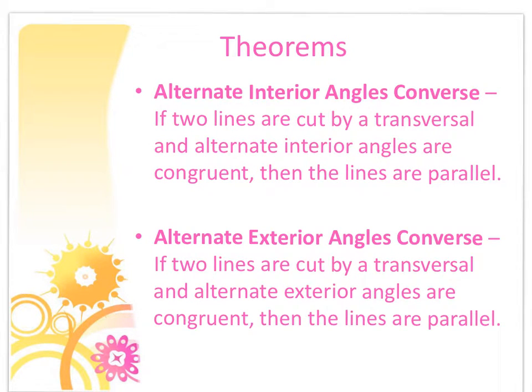The alternate interior angles converse and alternate exterior angles converse both start exactly the same way. If two lines are cut by a transversal and alternate interior angles are congruent, then the lines are parallel. And alternate exterior says if the two lines are cut by a transversal and the alternate exterior angles are congruent, then the lines are parallel. So again, these are the converses to what we learned yesterday.